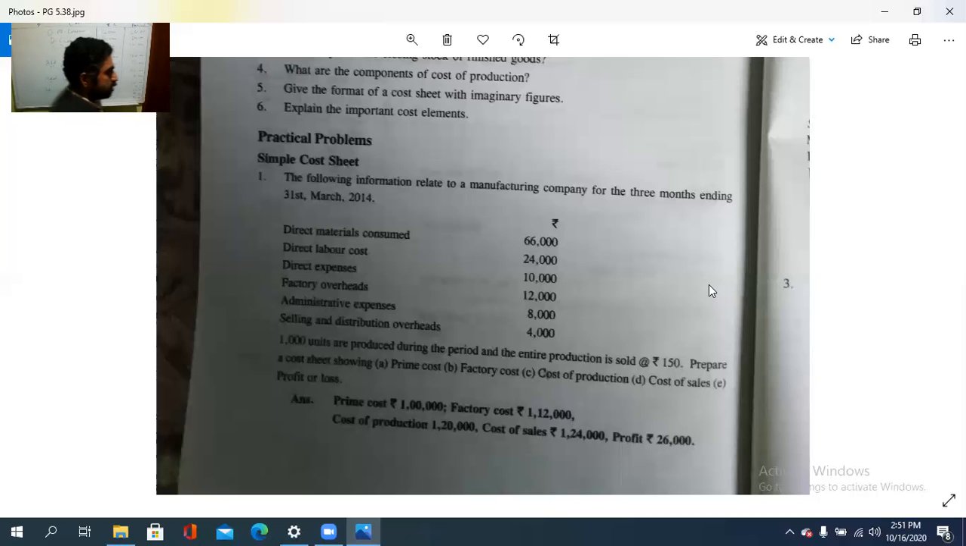Please have a look at the theory portion with regard to this simple cost sheet that we saw today. And also please do as many problems as you can from the question papers and this model. We will see the detailed cost sheet in the next class. Till that time, please clear your doubts as and when they occur.